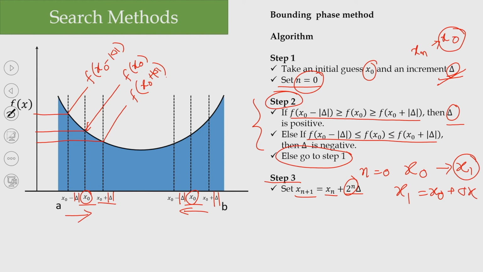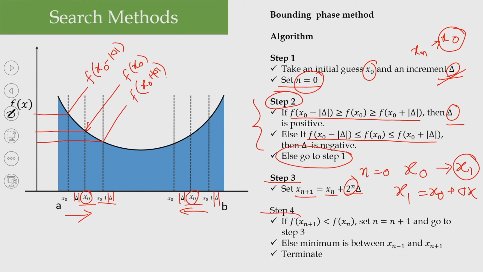So, with iteration, the idea is that you increase the step length, so that very quickly you reach the optima. Suppose you are not getting your optima, so in that case you increase your step length. That is why we are using 2 to the power n into delta.